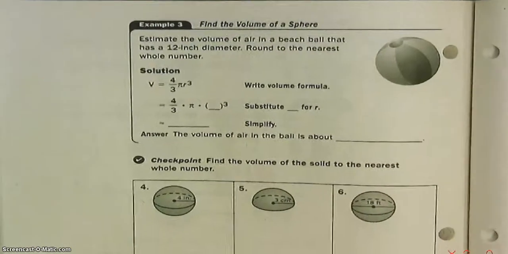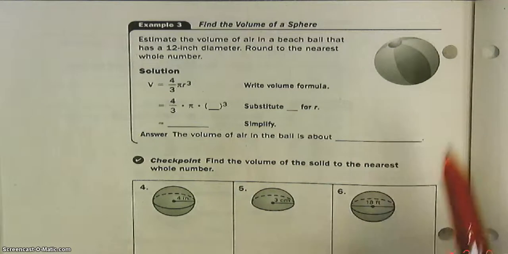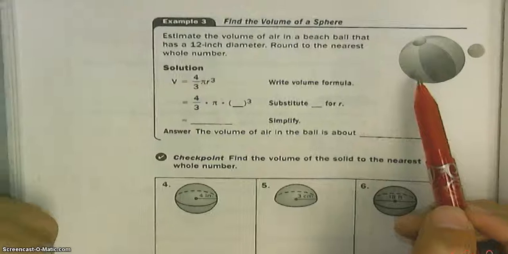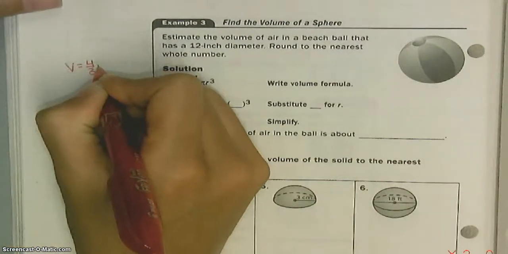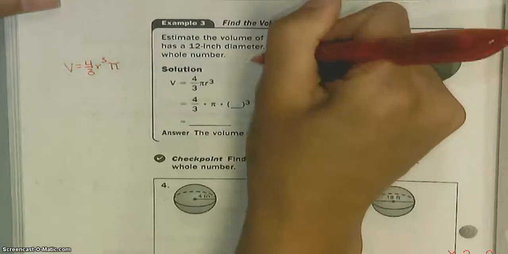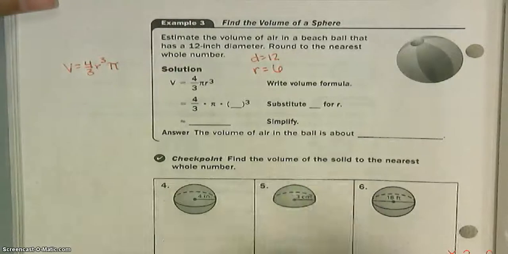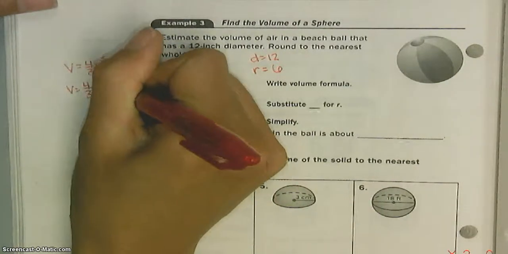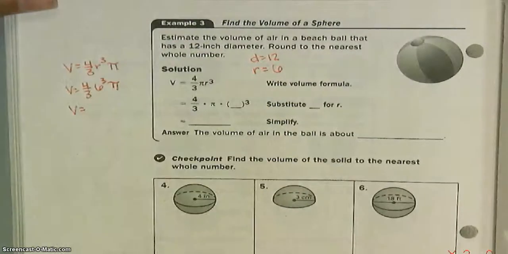Estimate the air in a beach ball that has a 12-inch diameter, round to the nearest whole number. Well, we're talking about the inside, how much it contains. So we're talking about volume here. So first thing I do is I write down the formula, 4/3 r cubed pi. Well, my diameter is 12, it tells me. That means my radius is 6. So 4/3 6 cubed pi. Let's just put that all in our calculator.